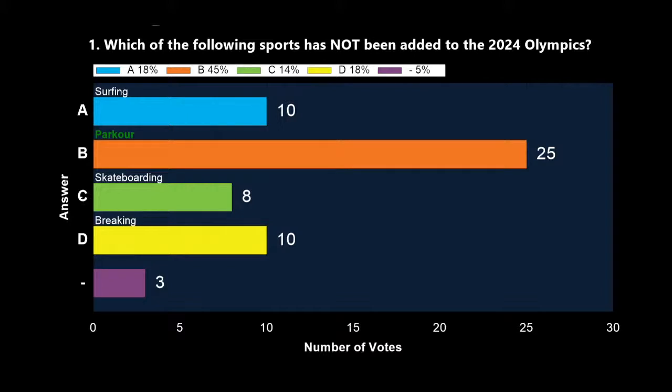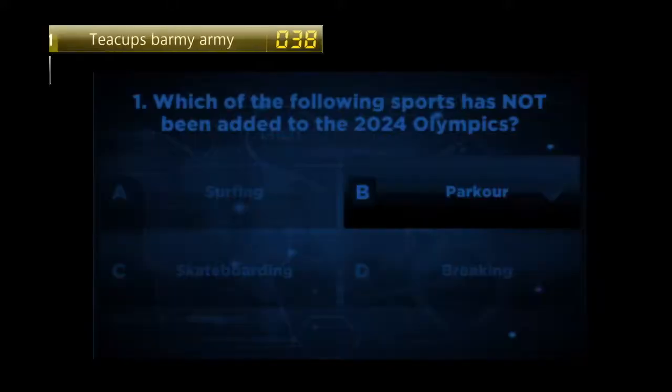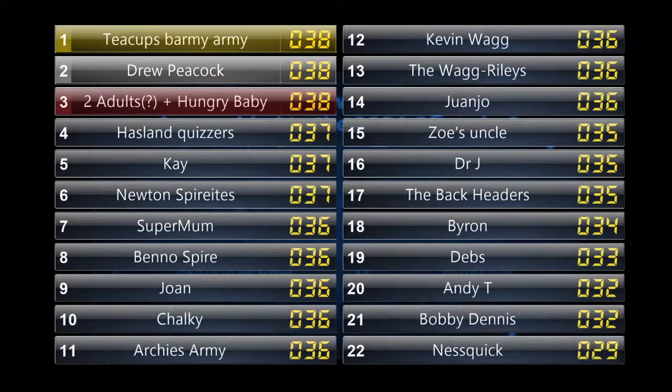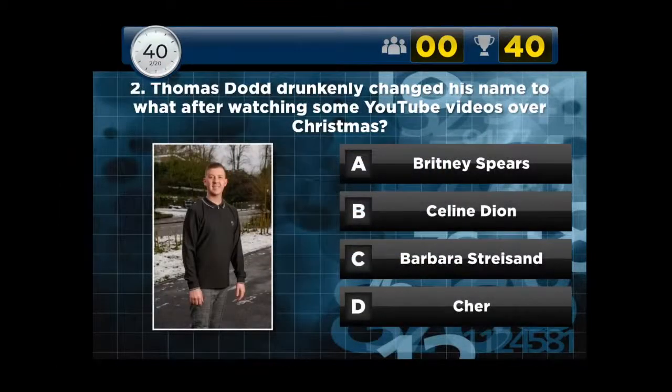Let's take a look at the early board. Won't look at the leaderboard after every question, but let's take a look, see who's got off to a flying start. Teacups Barmy Army 38, then Drew Peacock, 2 adults and a hungry baby in 3rd place. Haslan Quizzers, and then Kay in 5th place. So let's move on. And question 2. Thomas Dodd drunkenly changed his name to what after watching some YouTube videos over Christmas? Britney Spears, Celine Dion, Barbara Streisand, or Cher?